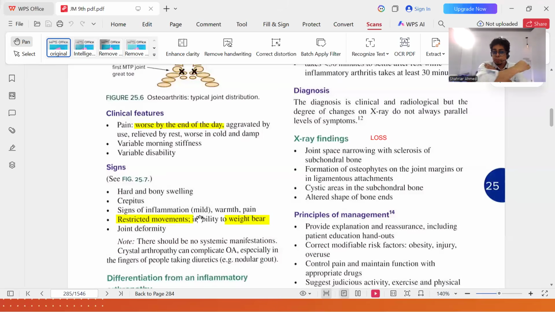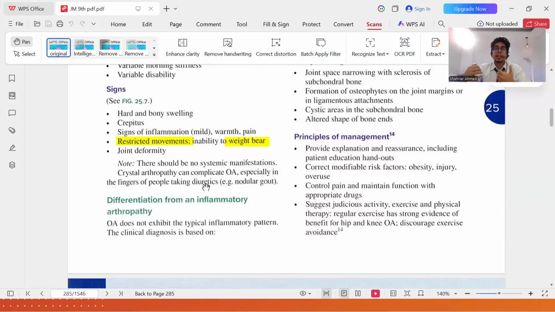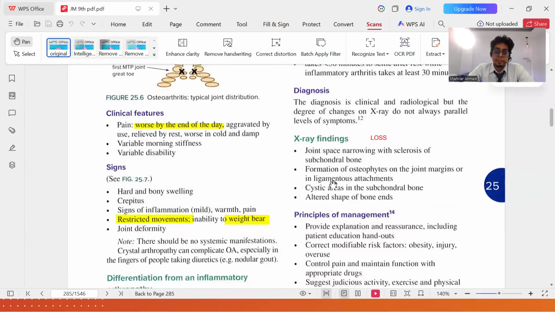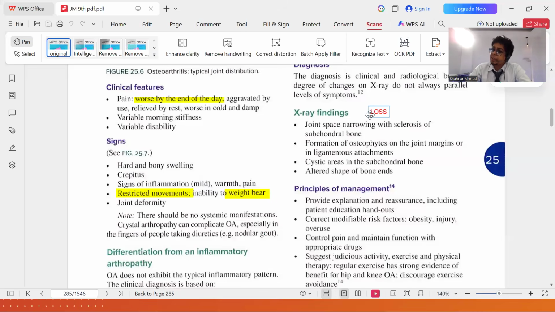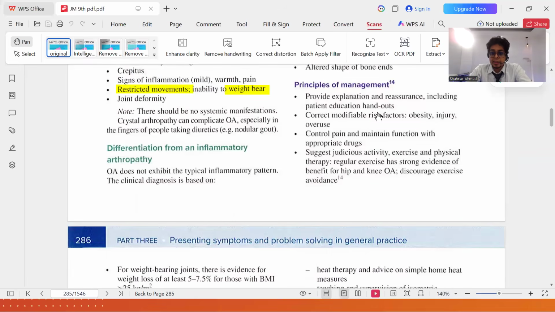Restrictive movement, they cannot move well, so mobility exercise is important. That is one of the reasons. Those people who do exercise get osteoarthritis much less. If you don't do exercise, you will get osteoarthritis earlier. It also depends on family history and background. X-ray findings, are we clear already? LOSS, right? LOSS, already discussed.